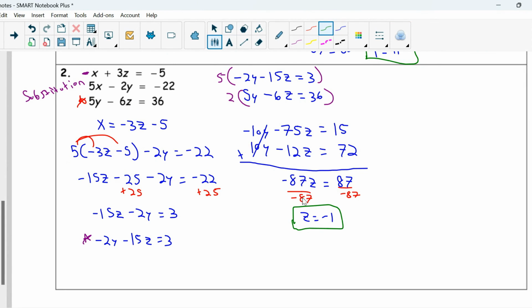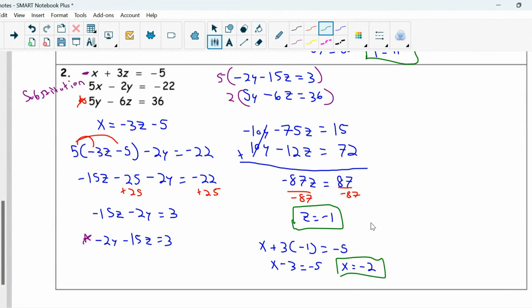Okay, so let's start by solving for x. Let's use our original equation right here. So we have x plus 3z, which is just negative 1, equals negative 5. Okay, x minus 3 equals negative 5. So that ultimately gets us x equals negative 2.